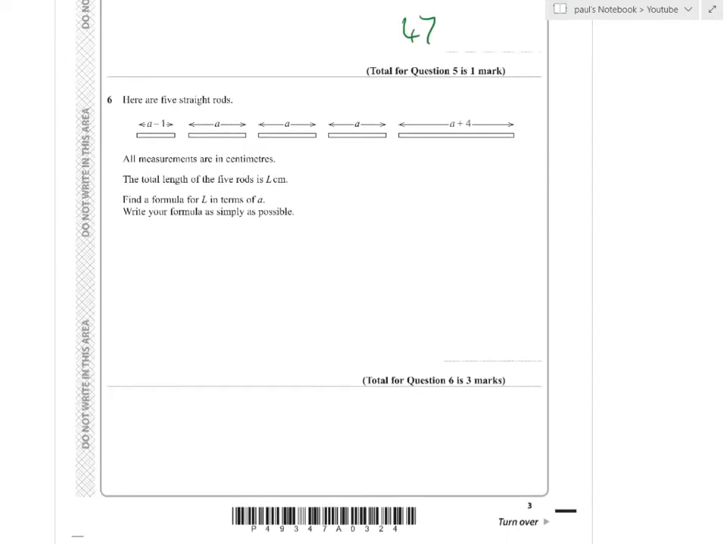5 straight rods, all the measurements. Write a formula as simply as possible in terms of L. So L equals A minus 1 plus A plus A plus A plus A plus 4. How many A's have we got now? So we've got 1, 2, 3, 4, 5 A's. Minus 1 plus 4, 5a minus 3.